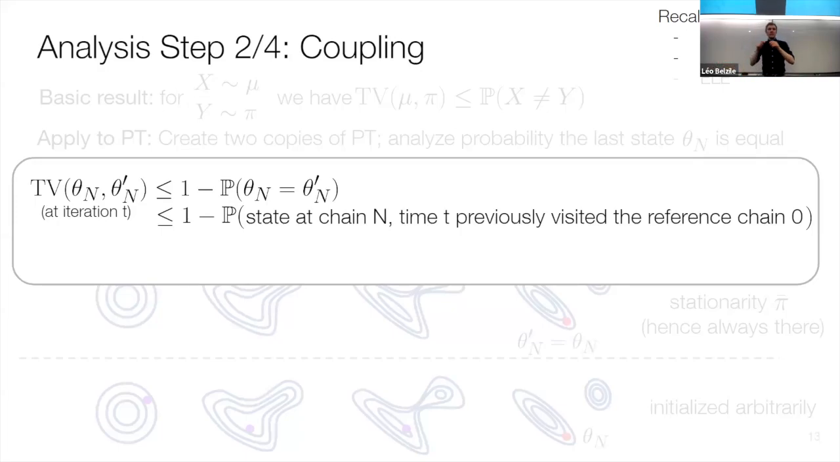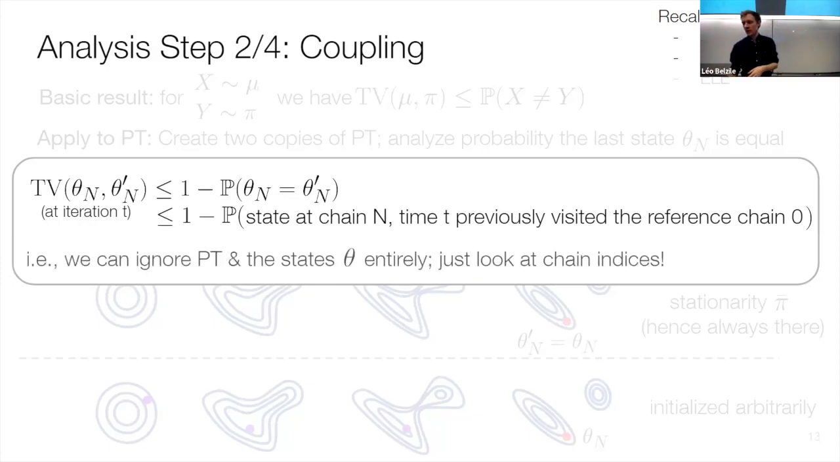And we know that if I go backwards in time, if I start at n at time t and I go backwards in time, if I ever touch that reference distribution, they couple. And so they must be equal now, right? So if I ever previously visited the reference, they're equal. The beauty of this is I can ignore PT now entirely. I don't care about PT anymore. I don't care about the states. I don't care if I have a phylogenetic tree or a graph or whatever. I simply have to look at my sequence of chain indices, and I can just analyze that.